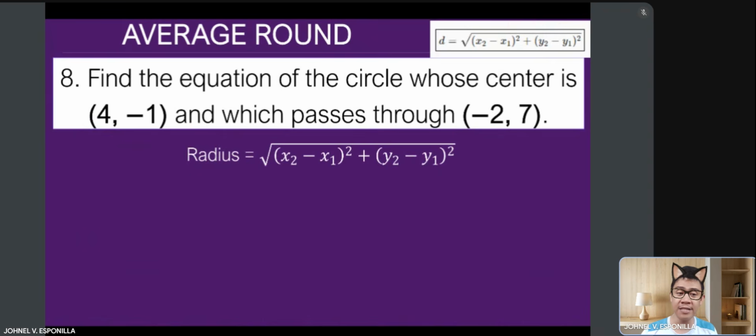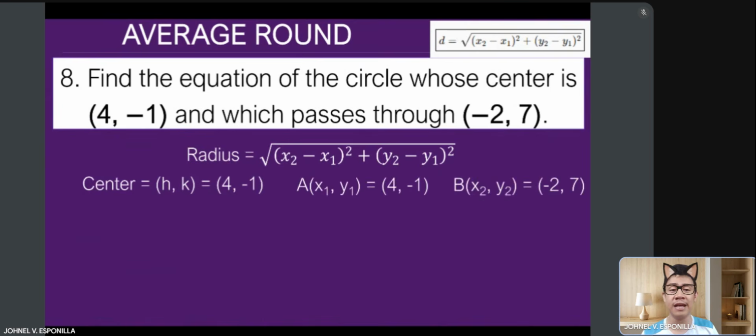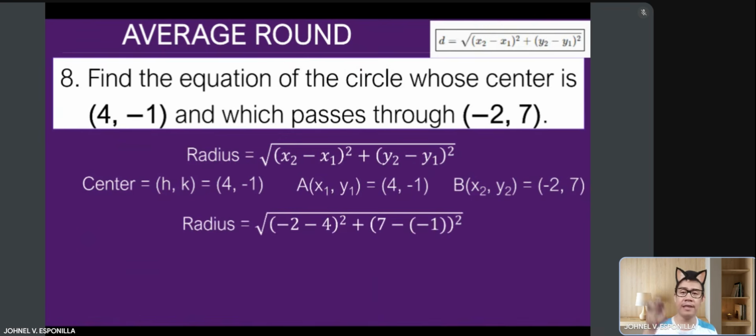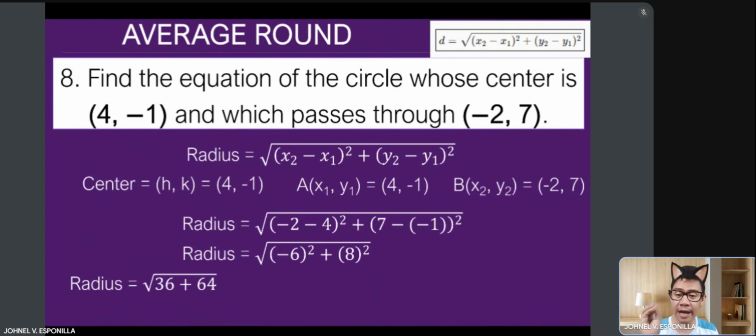So, same din kanina, this is the radius using distance formula. At ang a sub 1 po natin ay we have 4, negative 1. This time, ginawa nating center. At yung point na circumference is the second point, which is negative 2, 7. Substitution tayo. Then, subtract ninyo yan to get that. And square. Then add. Then get the square root. And the radius is equal to 10.